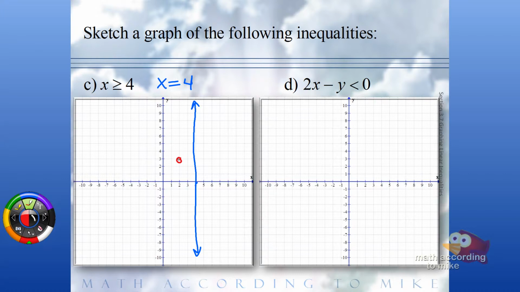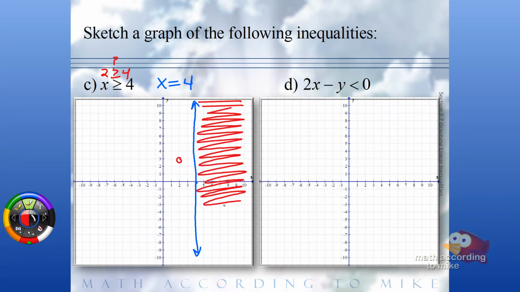Since there's no y in the inequality, I ignore the 3. I only care about the 2. Is this true or false? 2 greater than or equal to 4. That's totally false. Since the point in question, 2, 3, is to the left of the line, and it made it false, then I shade to the right of the line. Hooray. So again, don't be looking at the inequality to make an answer here.